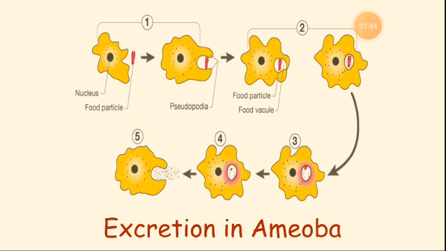On the screen you can see the process of ejection in amoeba. First of all, the food particle is engulfed by the amoeba with the help of pseudopodia. Here you can see the pseudopodia are formed and the food is engulfed by it. A food vacuole is formed, which means the food is stored in the food vacuole, and then after digestion of this food, the undigested part is ejected out of the body of the amoeba. This process is called ejection.